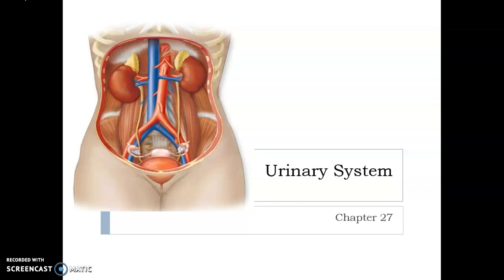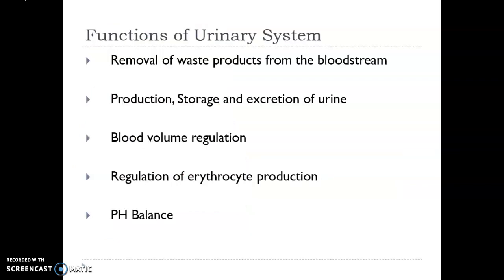Alright class, so starting with our lecture on the urinary system. The main function of the urinary system is to remove waste. All the nitrogenous wastes that are built up in the different cells and tissues of the body are transported to the kidney via blood, which are then filtered out of the kidney, which are then transported out of the body via urine.